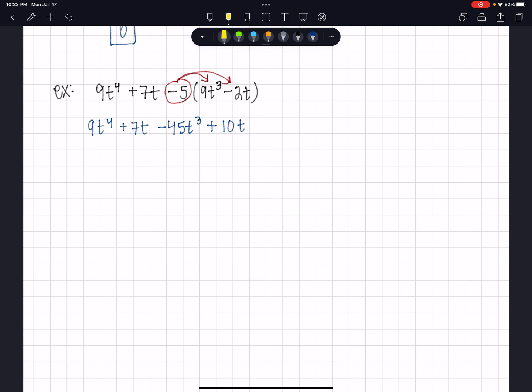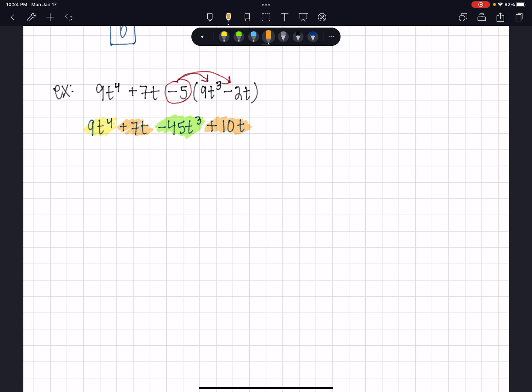I'm looking for like terms. 9t to the fourth doesn't have any t to the fourths. My next one is negative 45t cubed. I'm looking for any other t raised to a third power. None there. And then I have positive 7t plus 10t.